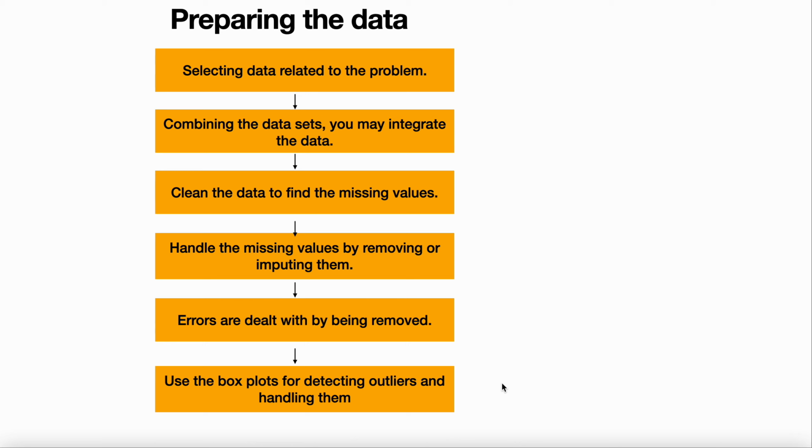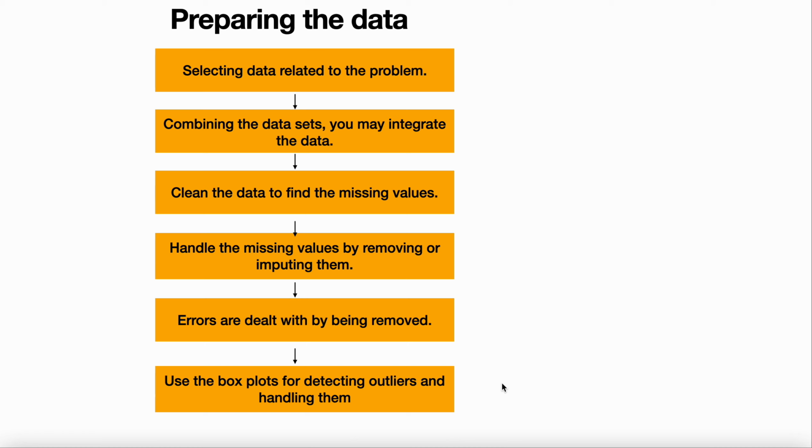Preparing the data. So, you have to prepare the data. For that, select data related to the problem, and next combine the data sets, you may integrate the data. Clean the data in order to find the missing values. Handle the missing values by removing or imputing them. You can remove them or you can assign values to handle the missing values. Errors are dealt with by being removed.